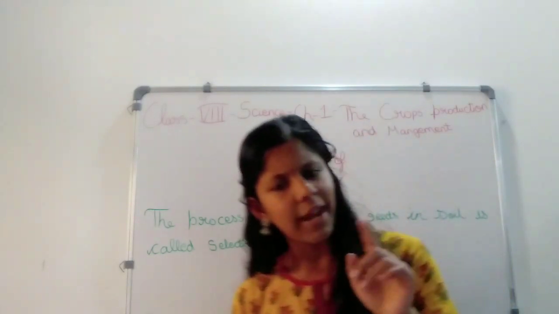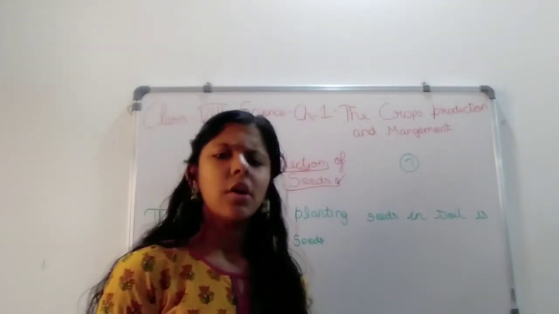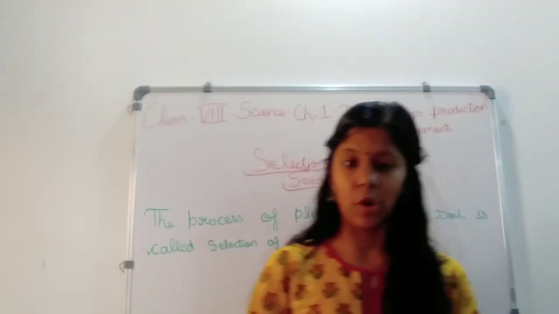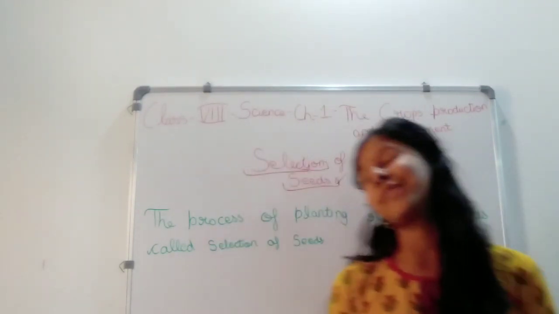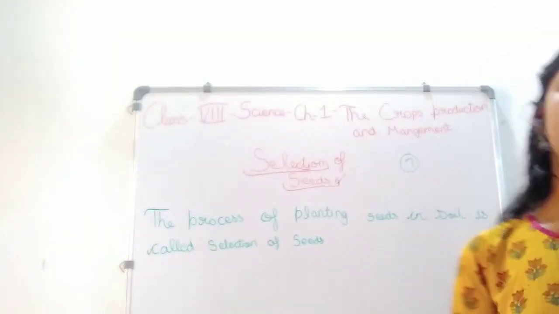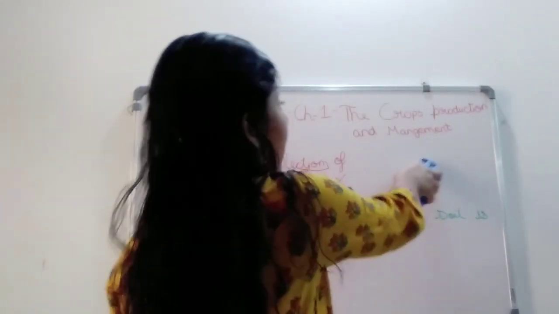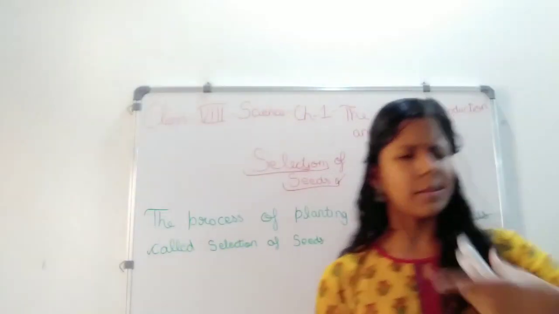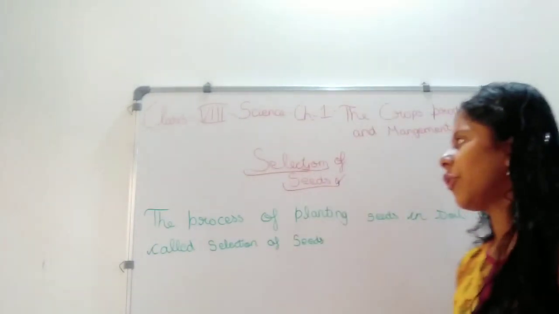Now, what is the next step? As I said, we have learned that there are seven steps involved in agricultural practices. So you have done only one step, which is preparation of soil. By this, a crop will not grow. So the second step is selection of seeds. In this video, we are going to see selection of seeds, and also how to sow these seeds, some tricks and techniques that farmers use.